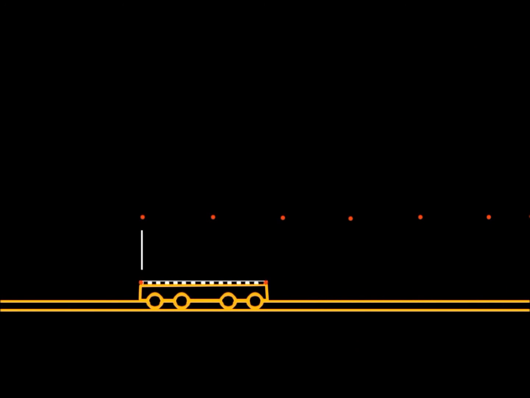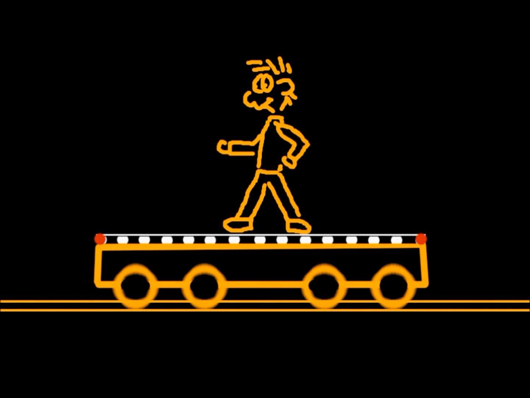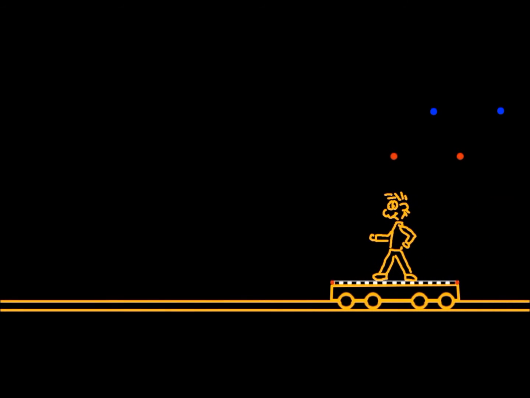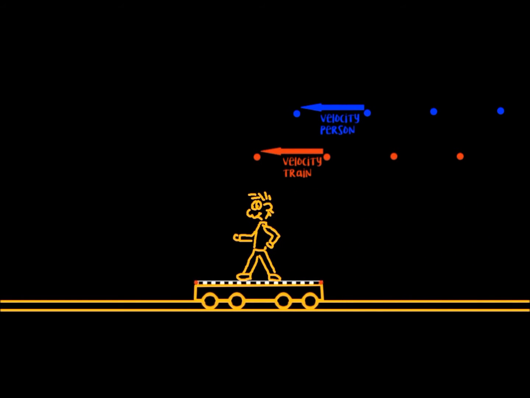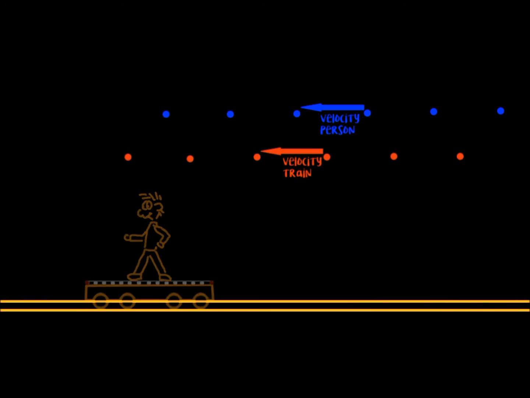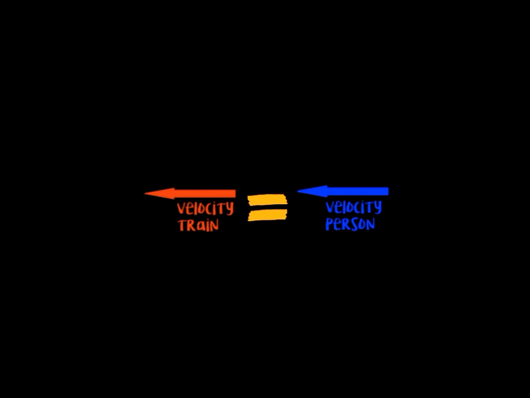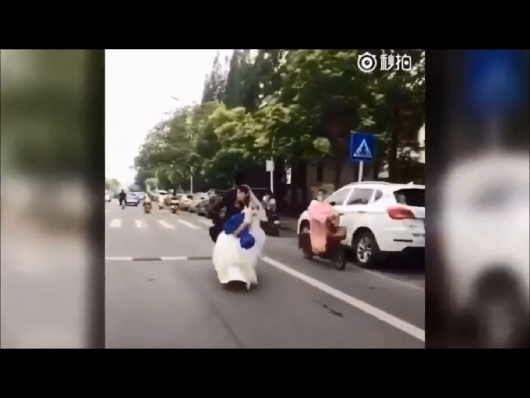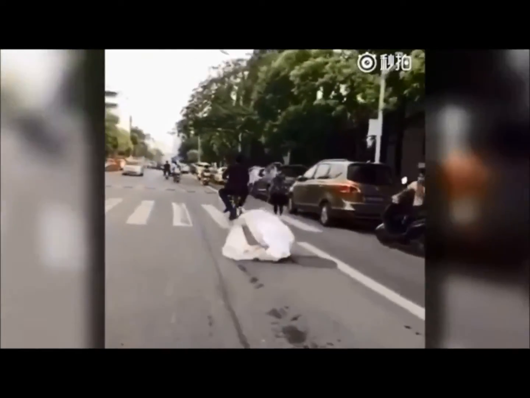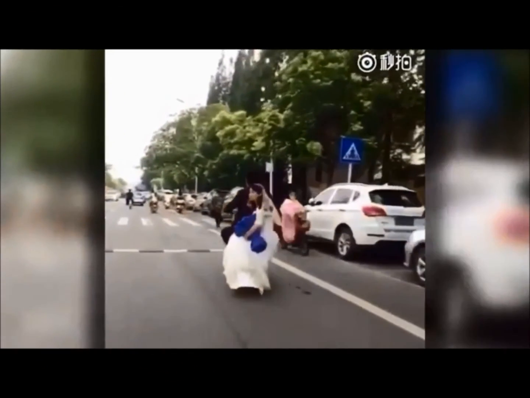Let's have a look at a train passing by at a uniform speed. Now let's imagine a person standing still on the train. Again we mark the velocity vectors. One for the train and one for the person. When we compare them, we find that they are equal. We all can imagine what happens when the velocity vectors of the vehicle and the passenger are not equal.